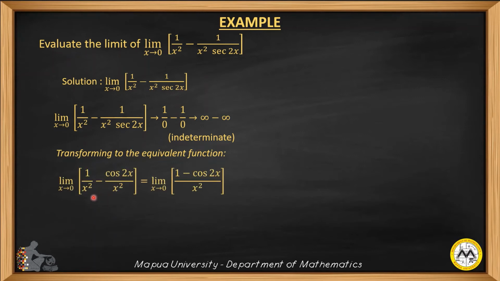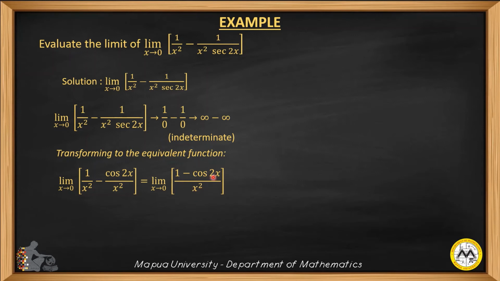Okay, so working now with the given expression, the first thing that we do is apply a trigonometric identity to secant of 2x, and 1 divided by secant of 2x is just equal to cosine of 2x. So the second term is transformed into this ratio. Having done this, the next step is to combine these two terms into a single fraction. Since we have similar fractions there, we simply have in the numerator the difference 1 minus cosine of 2x divided by the common denominator of x squared.